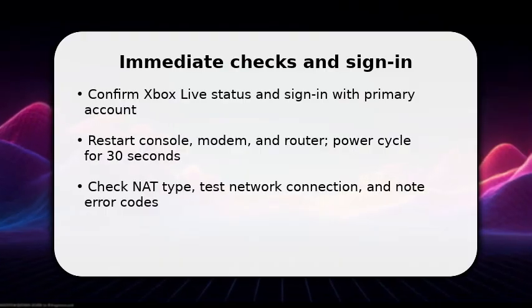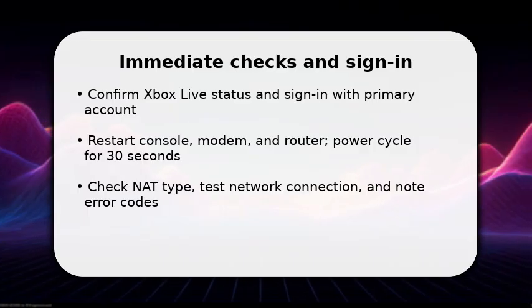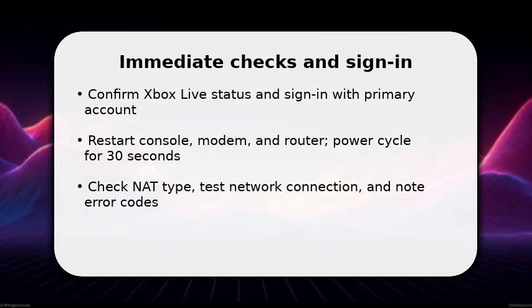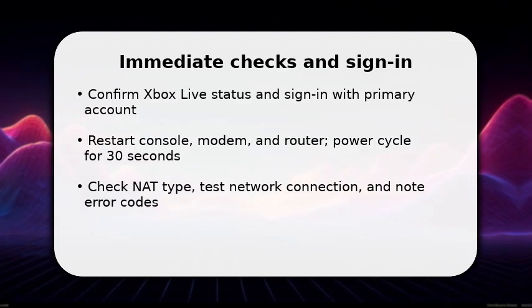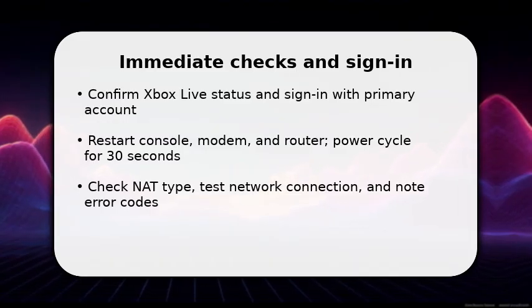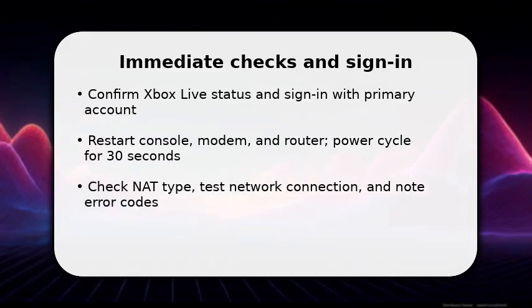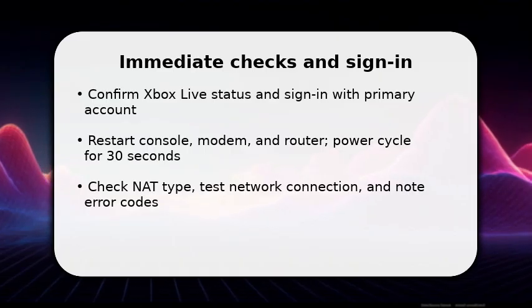You start by confirming Xbox Live is up and you're signed in to the primary account. This rules out service outages. Next, restart the console and power cycle your modem and router. Unplug for 30 seconds, then restart.